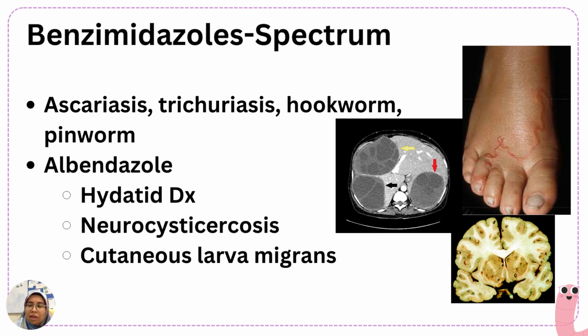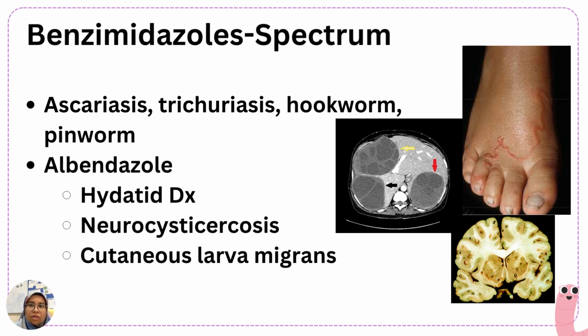But albendazole, like I said, can be absorbed, and the absorbed one is the active metabolite. So what happens is that it can also go to the tissues. So you can use it for parasitic tissue infection such as hydatid disease. Hydatid disease is a cystic echinococcosis, a parasitic infection caused by tapeworm, and it can cause cysts to grow in the liver or other organs.